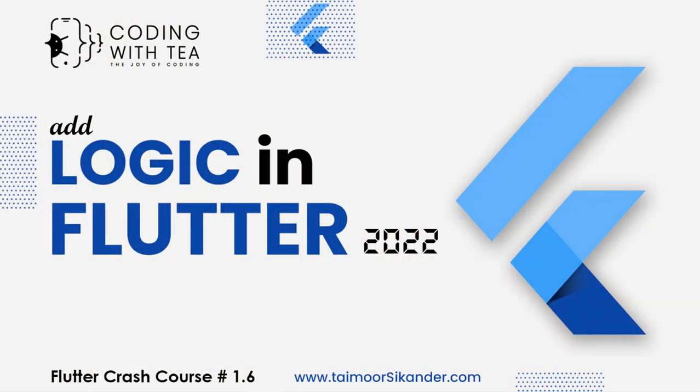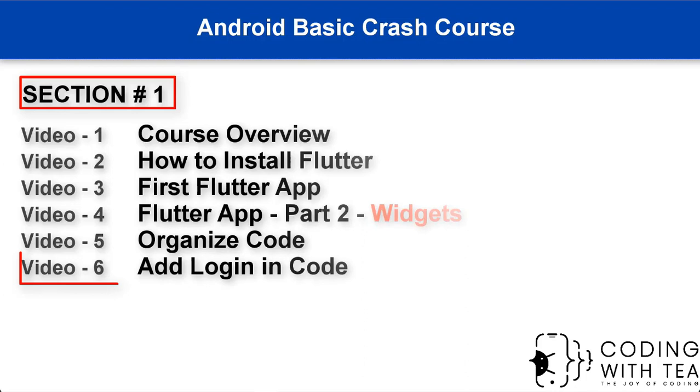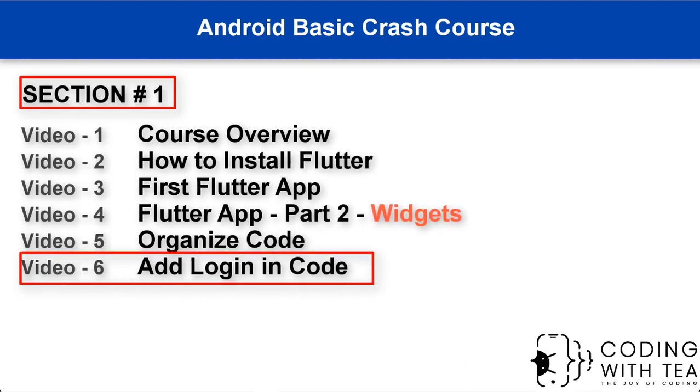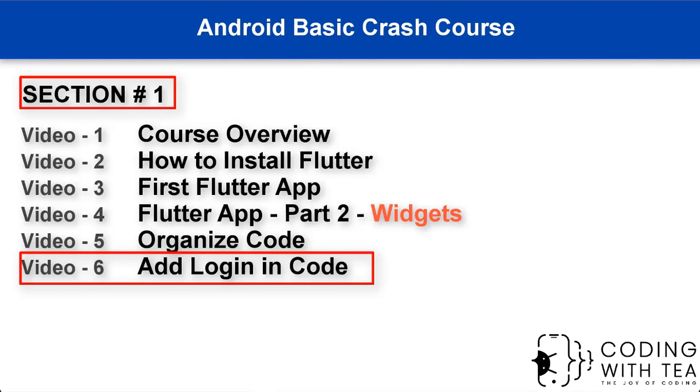Today we are going to create our 6th Flutter video for the basic Flutter crash course. As you can see, we are in section 1 and we are about to create our last video, the 6th video of this section. In this video we are going to add some logic to our code. We will create a simple function, a random function, try to get that value from that function, and assign it to our text inside the Flutter.